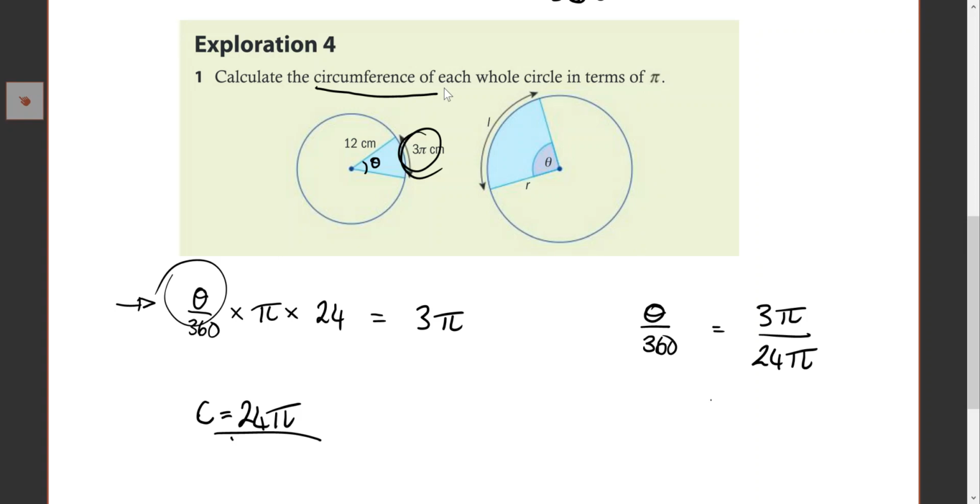It says calculate the circumference of each whole circle in terms of pi. What about this one then? It doesn't show us any values. This is an L, this is an R, this is a theta. It's just 2 pi r, just the equation. It's not the answer.